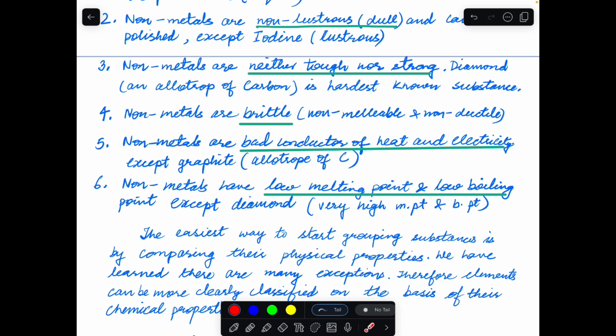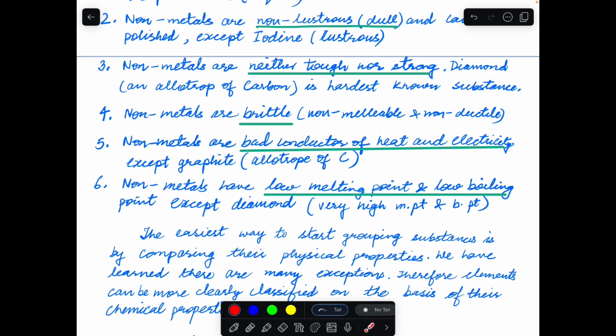Next, non-metals have a low melting point and low boiling point. Therefore, many of them are gases. So here again the exception is diamond. What is diamond? It is basically carbon. So diamond has a very high melting and boiling point.